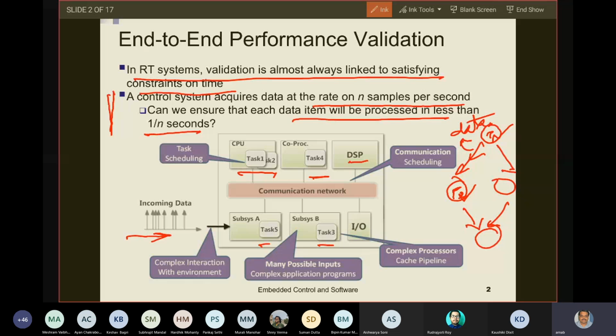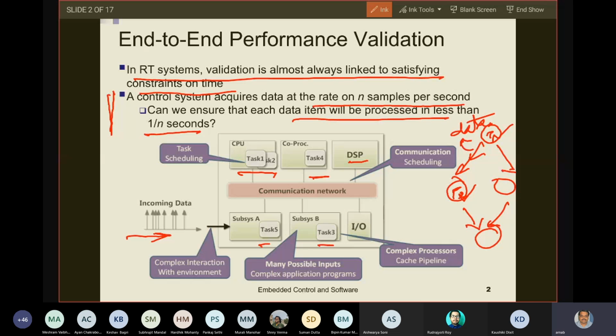Why? Because you have allocated resources for one instance of that task executing at a time. Now, if the processing of the previous input has not completed, the processing of the next input cannot start, and hence the input has to be buffered. You understand that on an average it is less than 1 by n seconds. What is less than 1 by n seconds?